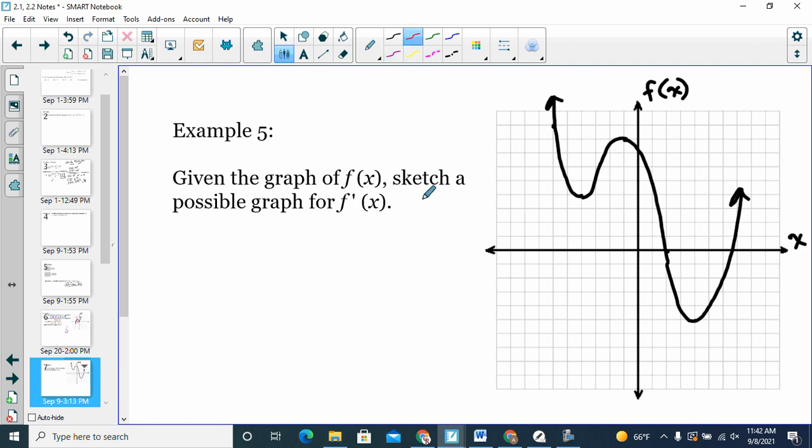I would first start with where the derivative of the graph that's given is 0. So the derivative is 0 at this point, so my graph needs to be 0. It's also 0 here and here.